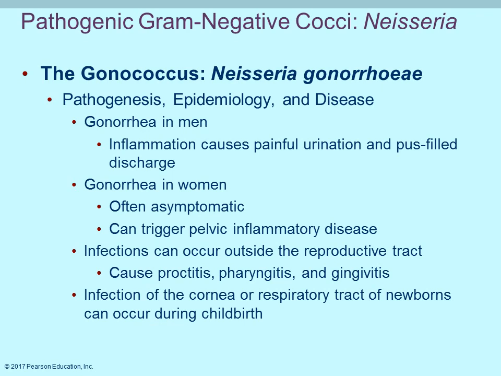In men, it's more easily detected, usually causes painful urination. Women are often asymptomatic and can, over time, develop pelvic inflammatory disease. It is possible to have infections other than with the reproductive systems. You can have infection of the cornea, the respiratory tract. This is a concern for newborns. If the mother has been infected, the newborn can be infected during childbirth.